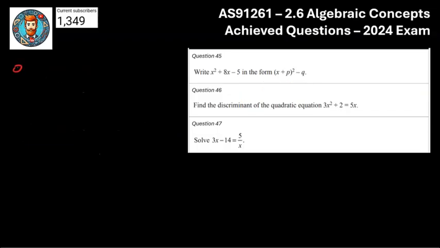So moving on to question number 47. This is the third of 5 achieved questions. There are 2 more to come after this. So we've got a question there. It looks like a nice simple equation, and you just have to solve it. So let's get into it.